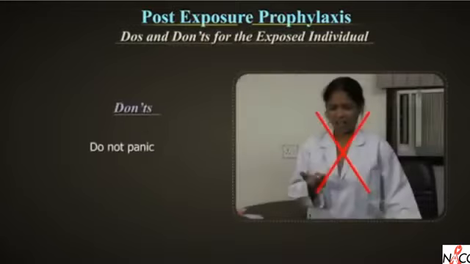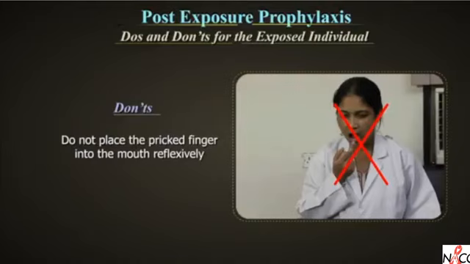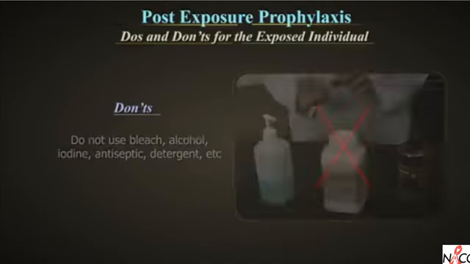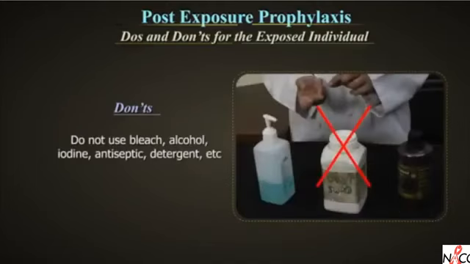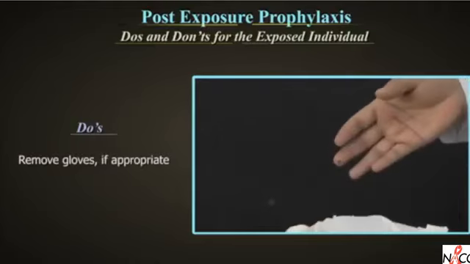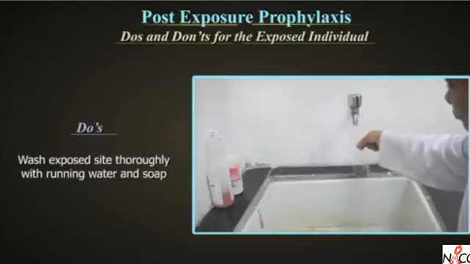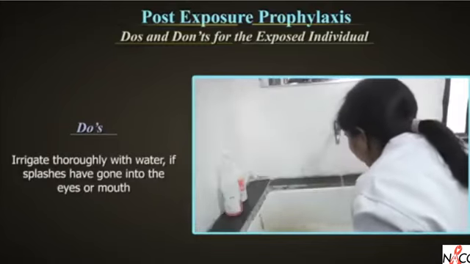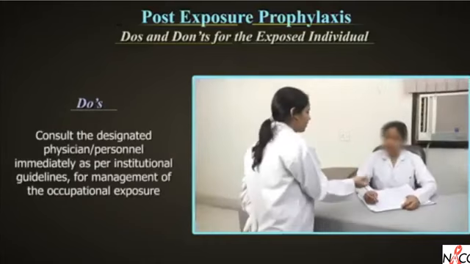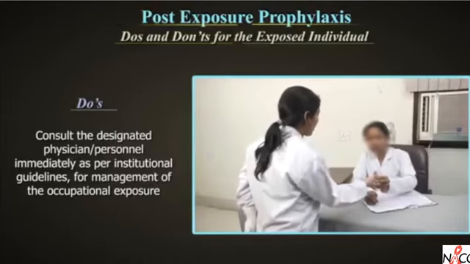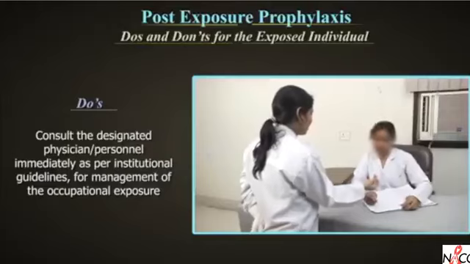Do's and don'ts for the exposed individual. Don'ts: Do not panic. Do not place the pricked finger into the mouth reflexively. Do not squeeze blood from the wound. Do not use bleach, alcohol, iodine, antiseptic, detergent, etc. Do's: Stay calm. Remove gloves if appropriate. Wash the exposed site thoroughly with running water and soap. Irrigate thoroughly with water if splashes have gone into the eyes or mouth. Consult the designated physician or personnel immediately as per institutional guidelines for management of the occupational exposure.